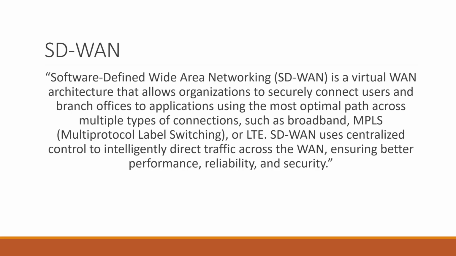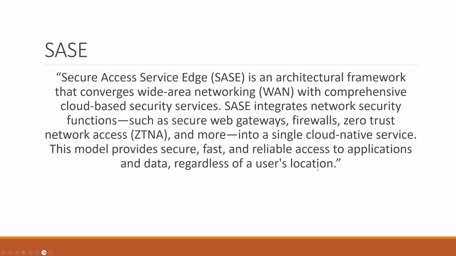Let's talk a little bit about some cloud-based technology. In 701, they want us to know a little bit more about the cloud. And so SD-WAN is a software-defined wide area network. It's a virtual WAN architecture that allows organizations to connect users and branch offices across multiple types of connections. Now, a lot of times this is going to be used in a cloud-based environment, but it could be used anywhere along the way and allows us to connect our offices together, even if they're geographically diverse across the world.